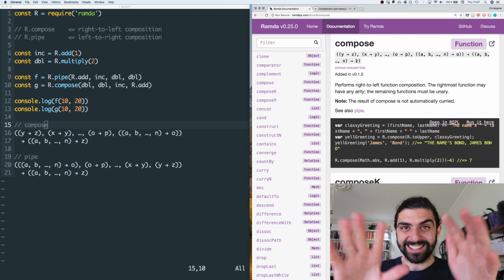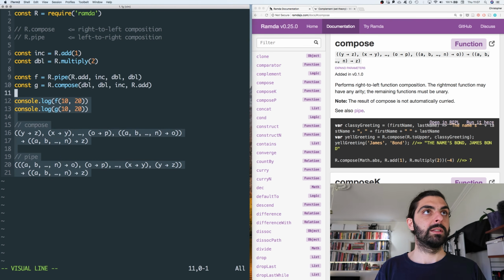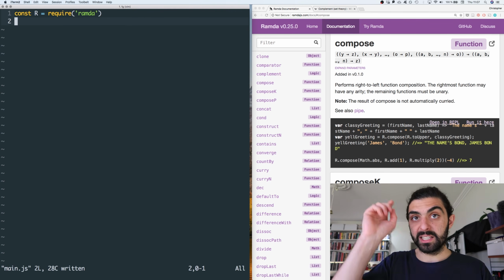So anyways, that's it for compose, and actually that's it for pipe as well. Let's remove all of this stuff, and let's move to the next one.